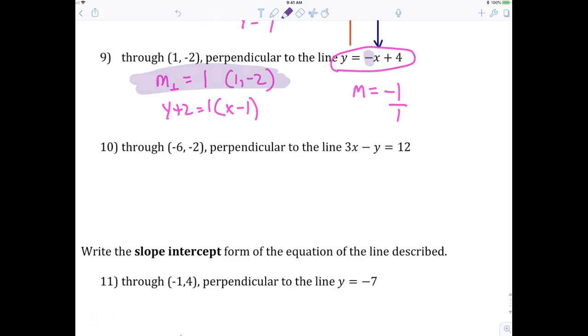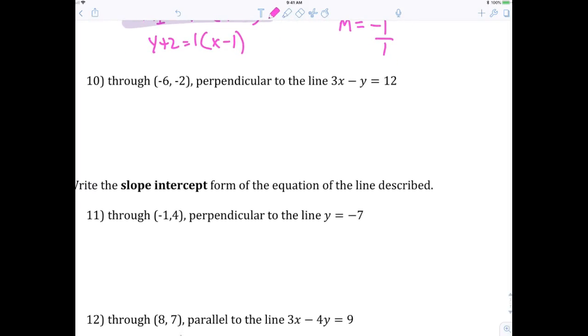All right? Now, on number 10, we have an issue. I have this is negative, so I'm going to move it over. When I move it over, it becomes 3x equals y plus 12. Move the 12. Y equals 3x minus 12. Does everybody agree with that? So what's the slope of this line right here, guys? The slope of this line is 3.